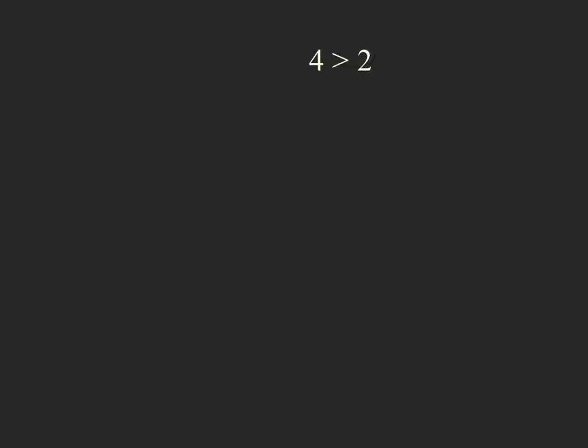Now we could do things to that 4, like I could add 2, and if I add 2 I'll do it to both sides like we normally do, and we get 6 is greater than 4, and that's still true. 6 is a bigger number than 4. We could subtract 2 from both sides, so take away 2, and so we get 2 is greater than 0, which is also a true thing. 2 is greater than 0.